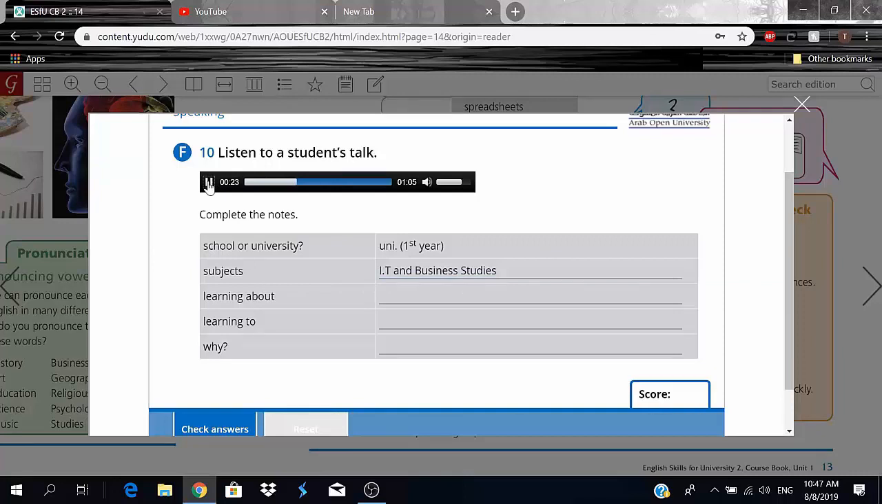At the moment in IT, we're learning about flowcharts. Learning about flowcharts. Flowcharts, anything else? We're learning to draw flowcharts. Learning to draw flowcharts. Okay. For simple actions. Draw flowcharts for simple actions.